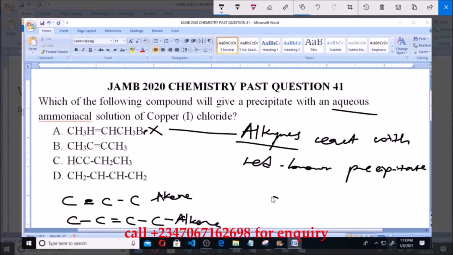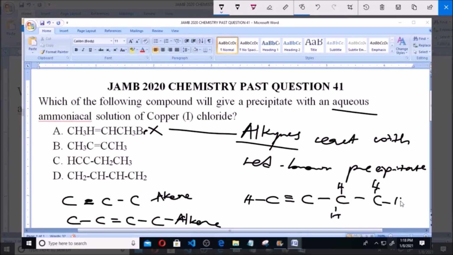Then option C. We have C attached to one hydrogen atom, then a triple bond, then C, then C attached to 2 hydrogens, and C attached to 3 hydrogens. Already you see that this is an alkyne because it has a triple bond, and this alkyne is known as butyne. Option D is obviously an alkane.